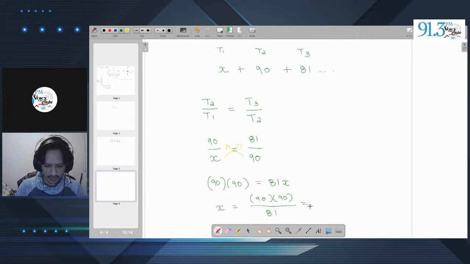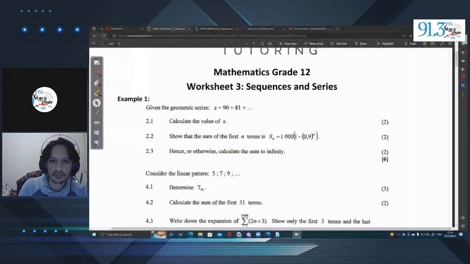90 times 90 is 8,100, divided by 81 gives us an answer of 100. And this is our ratio. So our x value is going to be 100. Fairly simple to solve, right?